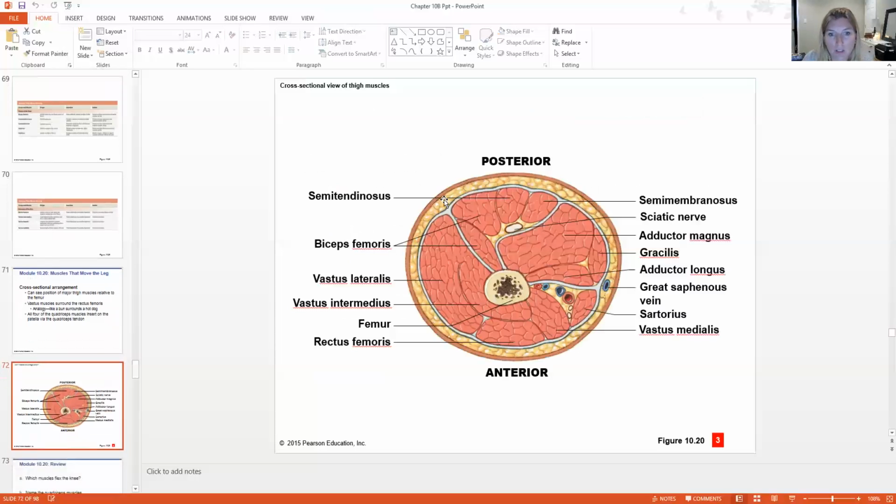This is posterior. So here we have our hamstring muscles on the back, semimembranosus, semitendinosus, and biceps femoris. Biceps, you can see the 2 heads here. Medial side, you have our adductors. Lateral side, we have vastus lateralis.